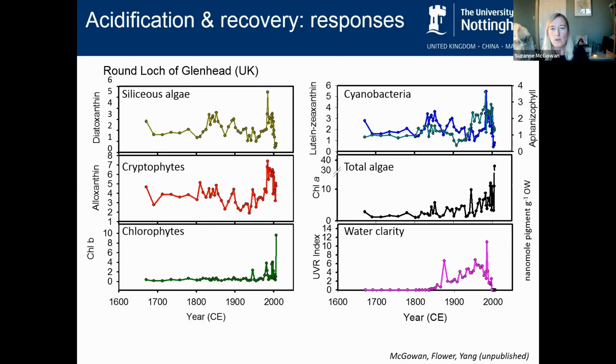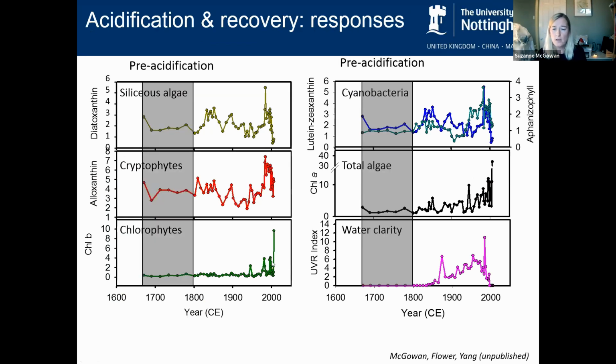So we've done some work on the sediment pigment records in Round Loch of Glen Head, and I'm just going to run you through those various stages of acidification and what we think is happening. Things to look at are the different algal groups here: siliceous algae, cryptophytes, chlorophytes, cyanobacteria, and total algae represented by chlorophyll a. And then we've got this water clarity index, which is the UV pigments relative to a number of other pigments. Early in the record, before acidification, we get a fairly stable baseline where we've got lowish aquatic production.